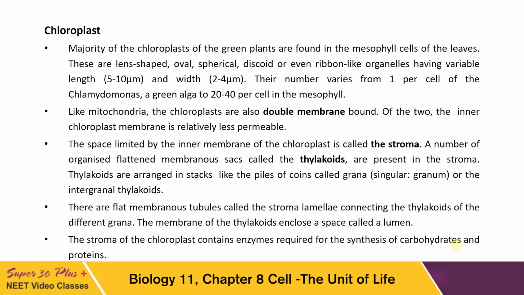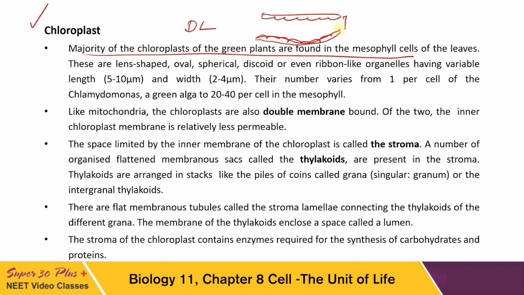Now we have to see the detailed structure and function of the chloroplast. Now you see, the majority of the chloroplasts of the green plants are found in mesophyll cells of leaves. Anatomy of the leaf I told you, especially in case of a dicot leaf: this is the epidermis, this is the upper epidermis, and this one is the lower epidermis. Now you know, the tissue in between these two epidermis is known as what? Yes, it is called mesophyll.